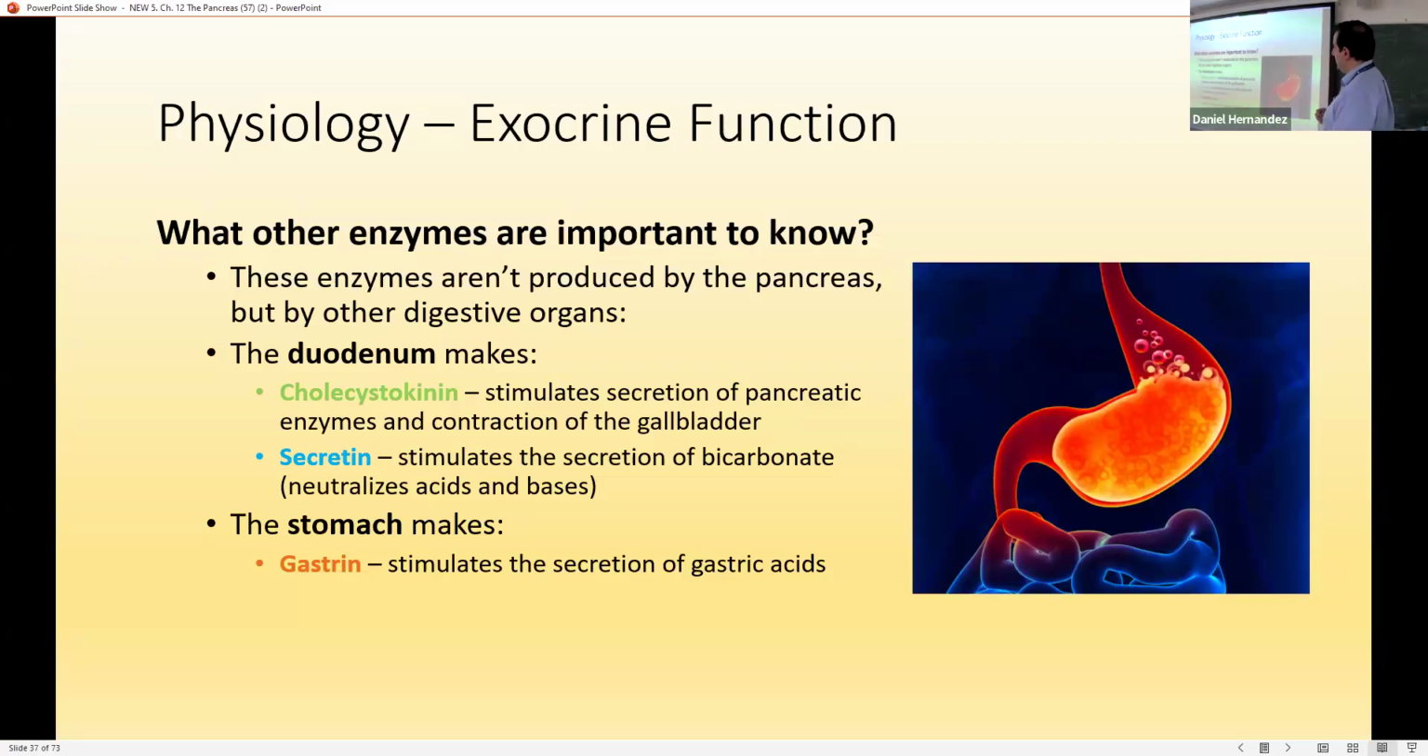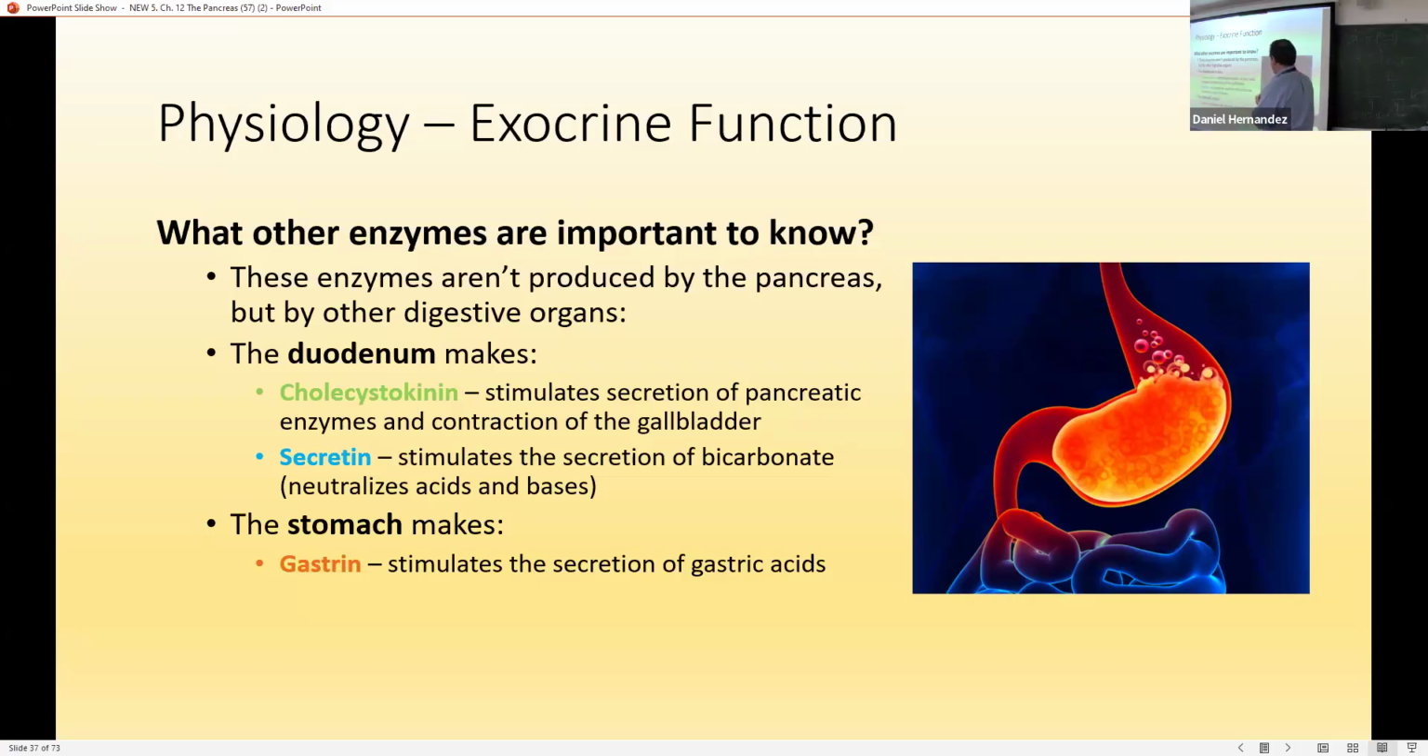Other enzymes that are important to know aren't produced by the pancreas, but by other digestive organs. Since they're the pathways through the head of the pancreas, issues with the pancreas can also affect some of these other organs. Mainly we're talking about cholecystokinin. This stimulates the secretion of pancreatic enzymes, as well as leads to the contraction of the gallbladder. When we eat, the body releases this hormone. It acts on the pancreas and stimulates the gallbladder to contract.